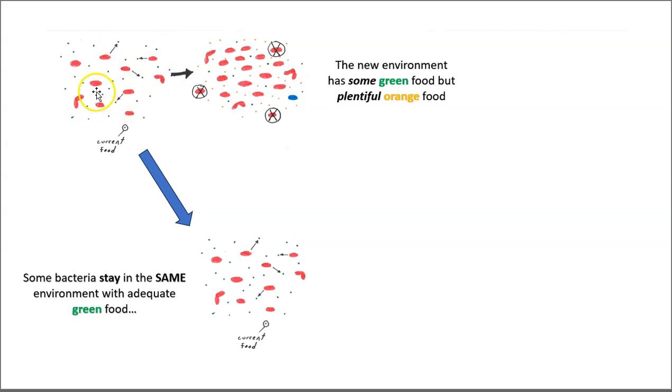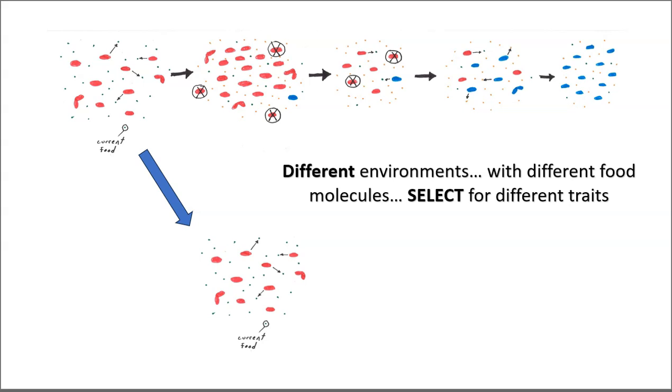So we're going to indicate the original environment down here. This is the population that stayed in the original environment with the green food, but some individuals then explored some new environments in search of new food. Now you'll surmise what's going to happen here. The population that encounters the new environment with the orange food sets up a selection for any individuals that can eat the orange food, and we'll get our story of the evolution of the orange food eating trait. So notice then, different environments with different food molecules will select for different traits.